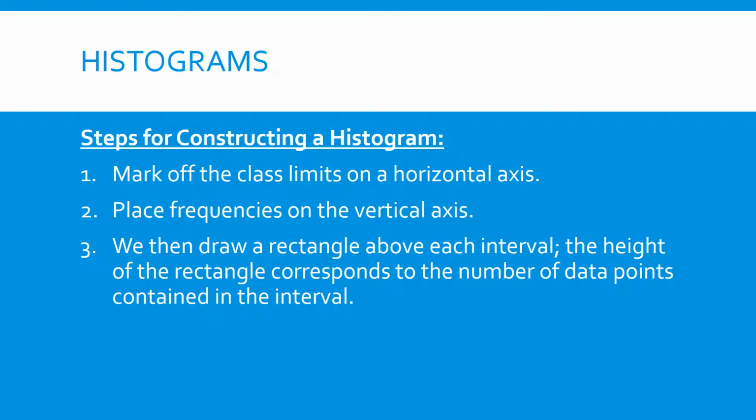These are the steps for constructing a histogram. The first step is to mark off the class limits on a horizontal axis. Place your frequencies on the vertical axis, and then we draw a rectangle above each interval. The height of the rectangle is going to correspond to the frequency. I don't think you need to write these steps down. Once you see me do this histogram, I think you'll pick up on it really quickly. But if you need to, you can always come back to this point in the video and write down these steps.